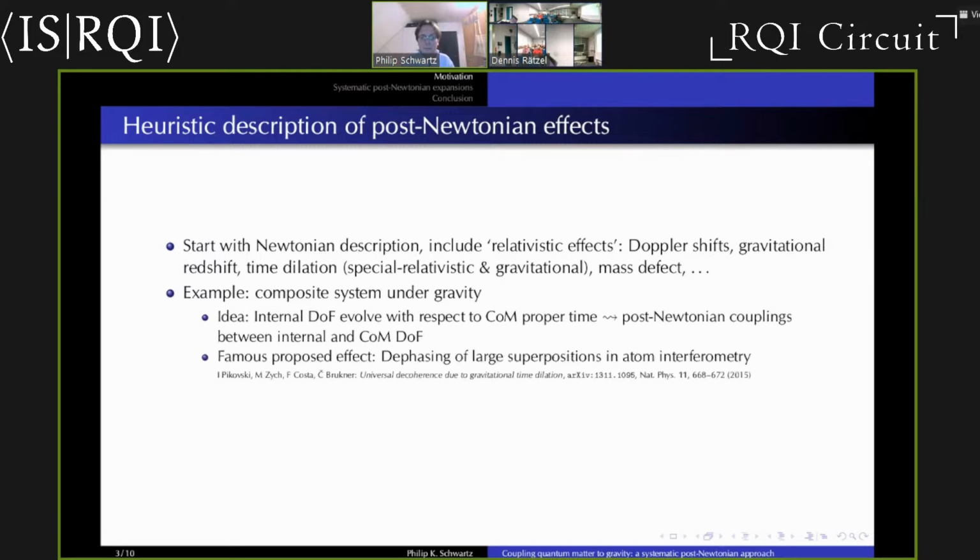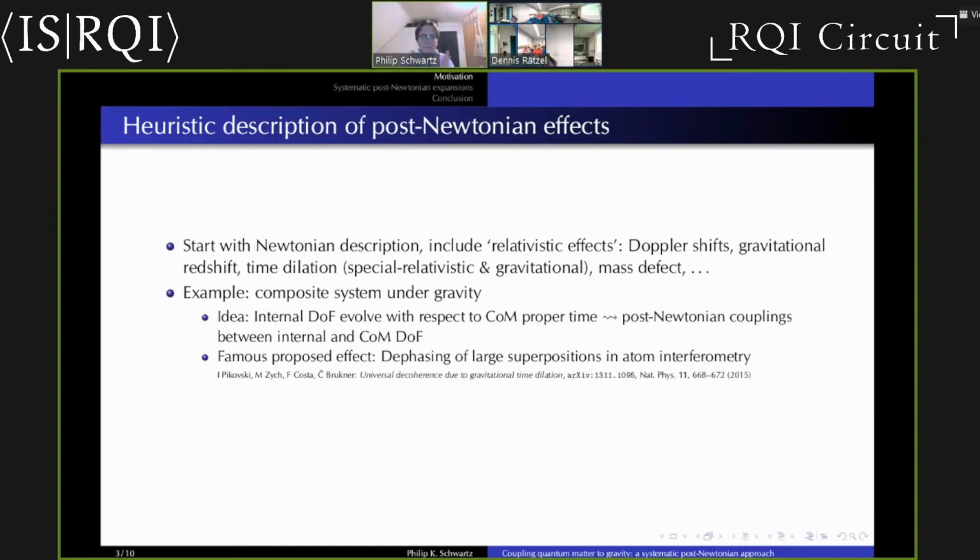And one very famous effect proposed based on these ideas is the dephasing of large superpositions, for example, in atom interferometry. If you take this atom with internal degrees of freedom and have it in a superposition of center of mass degrees of freedom, then essentially when you trace over the internal degrees of freedom, you get a dephasing. In the original paper, due to Igor Pikovski, Magdalena Zych, Fabio Costa, and Časlav Brukner, they called it a universal decoherence effect, which has been highly debated.